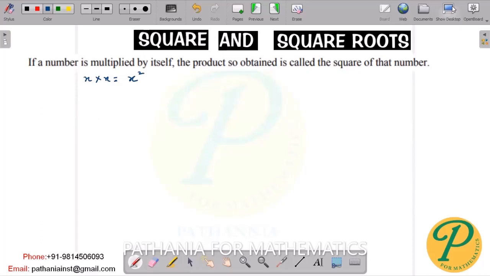This is called the square. Now, square has some different properties. First of all, how can we get the square of a number? There are many tricks available. Among them, one is: 1 square is 1. So the square is 1.